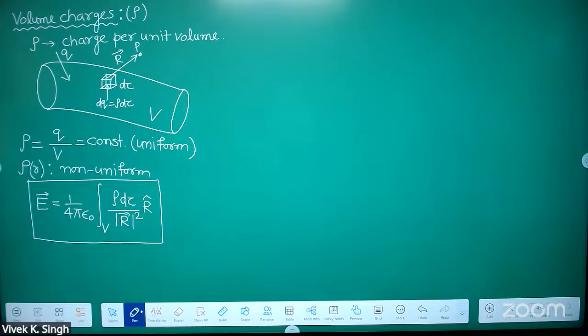I am simply defining Coulomb's law for discrete charges, continuous charges, and also for volume charges. Yes or no? Yes, sir.